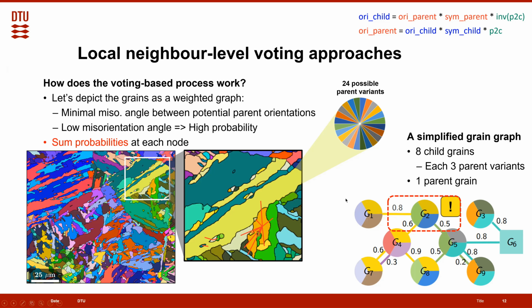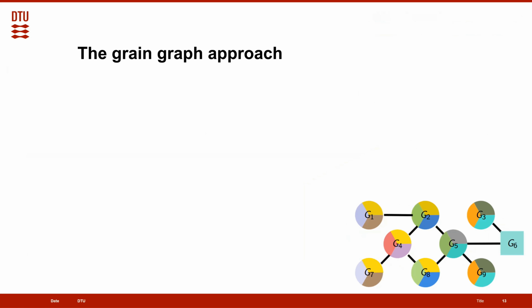So we sum these probabilities at each node, and this way we get a reconstruction. And that's basically all the magic. Of course, for more difficult data sets, this simple approach does not really work that well. And that's why in the past we implemented this grain graph approach as well, which I'm going to highlight a little bit now, how this works.